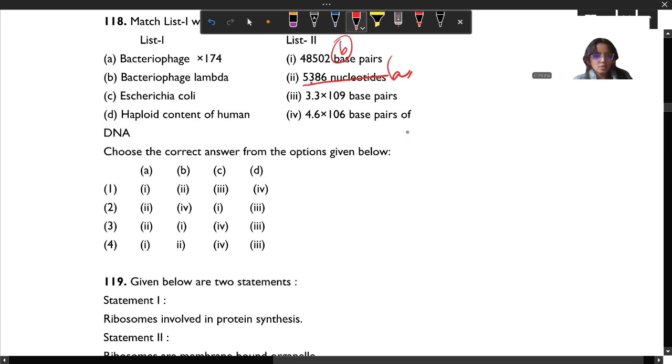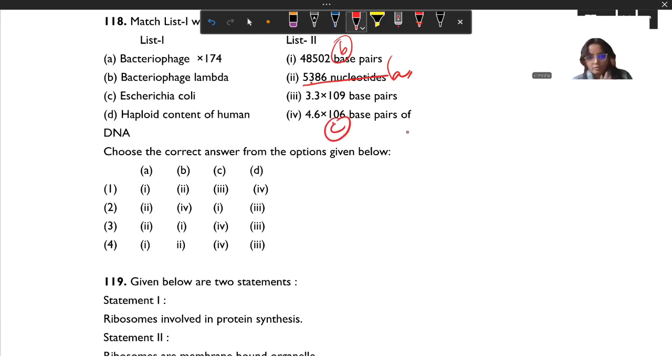E. coli has 4.6 into 10 to the power 6 base pairs. That is not 106, that is 10 to the power 6. And then haploid human DNA has 3.3 into 10 to the power 9 base pairs. So this is D. So A2, B1, C4, D3. So the correct answer is the third option. Okay.